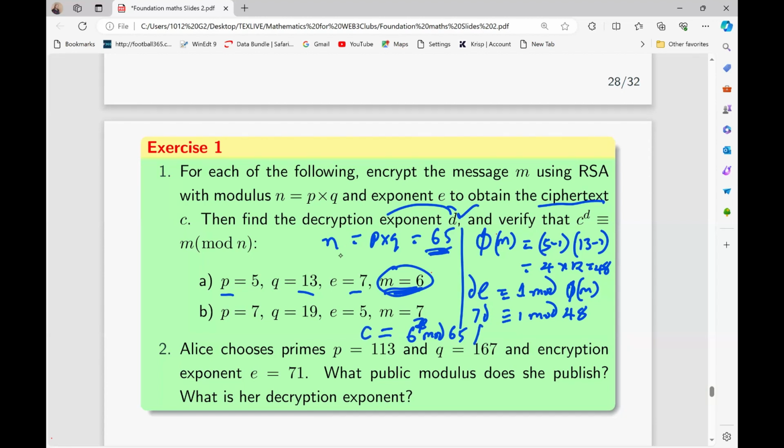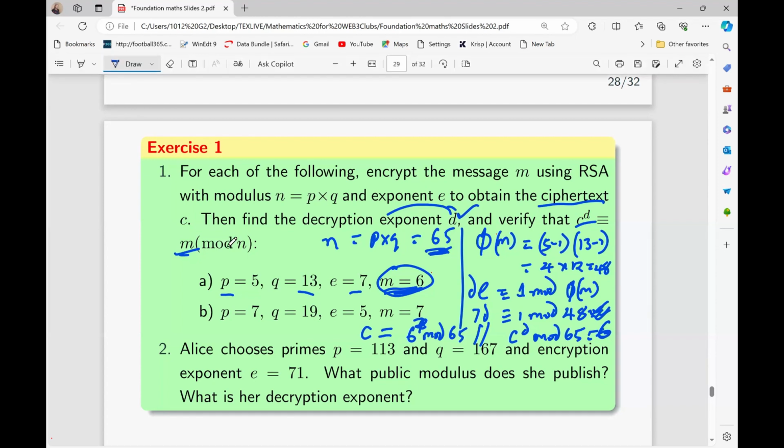After getting the ciphertext, you come and decrypt. So decrypting is now this ciphertext raised to D, the D we've obtained here, mod 65. This is what they say, verify. It gives you M. Our M is 6. So you just want to verify that this gives you 6, as the question is asking. And it's the same thing here.